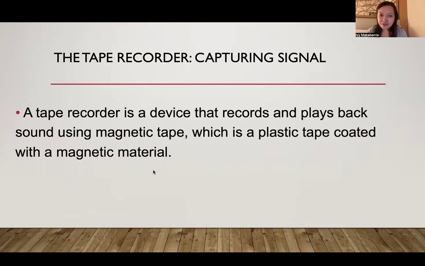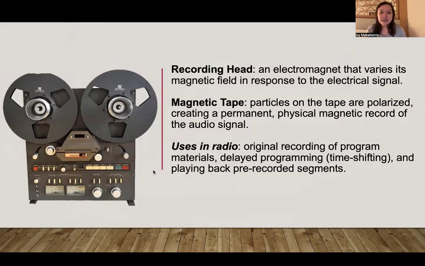That's it for our microphone. Now, let's talk about tape recorders. By definition, a tape recorder is a device that records and plays back sound using magnetic tape, which is a plastic tape coated with magnetic material. Magnetic tape recorders have two parts. It has a recording head, an electromagnet that varies its magnetic field in response to the electrical signal. Another part is the magnetic tape. Its particles are polarized, creating a permanent physical magnetic record of the audio signal.